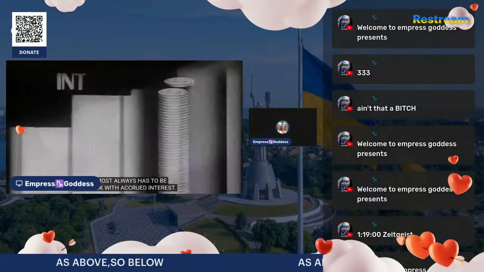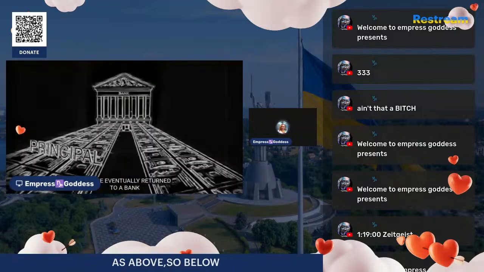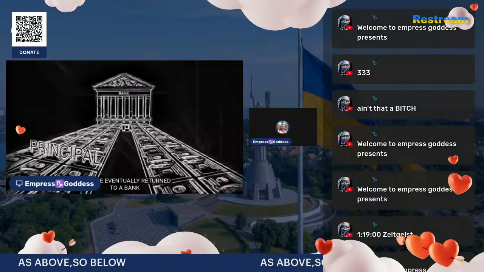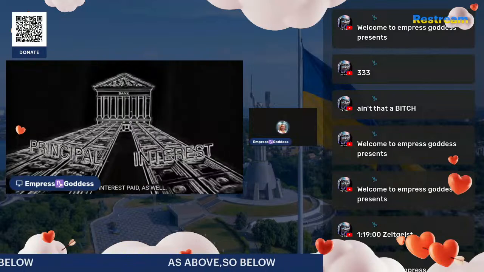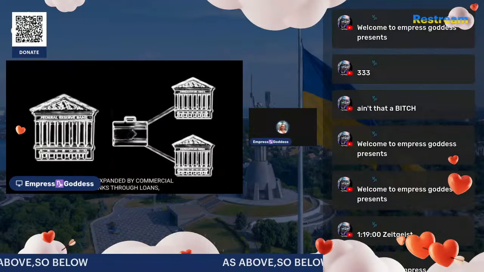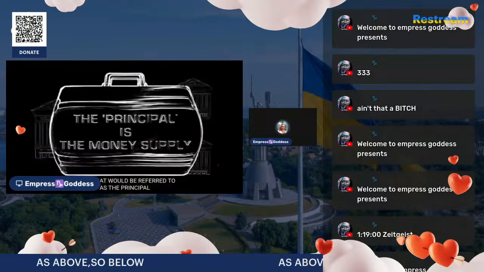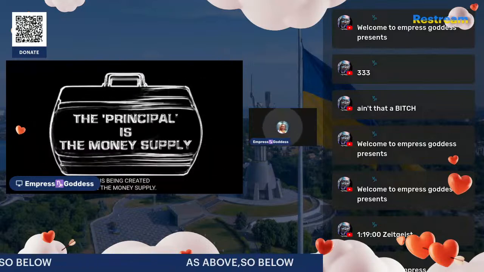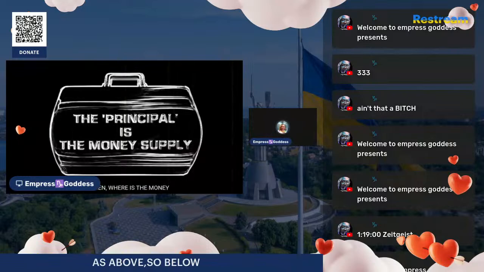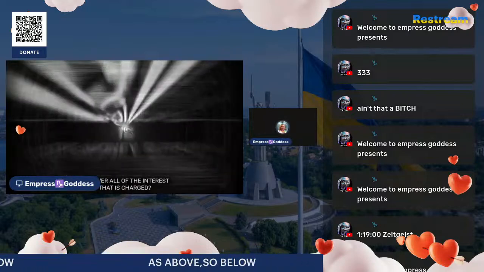In other words, almost every single dollar that exists must be eventually returned to a bank with interest paid as well. But if all money is borrowed from the central bank and is expanded by commercial banks through loans, only what would be referred to as the principal is created on the money supply side. So then, where is the money to cover all of the interest that is charged?